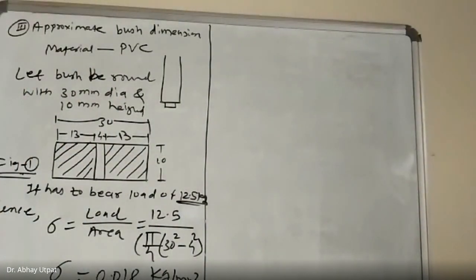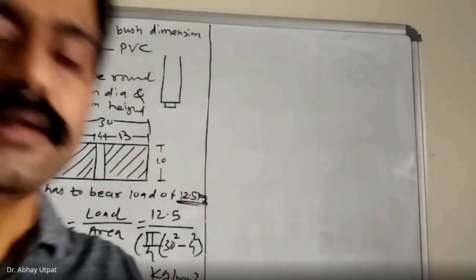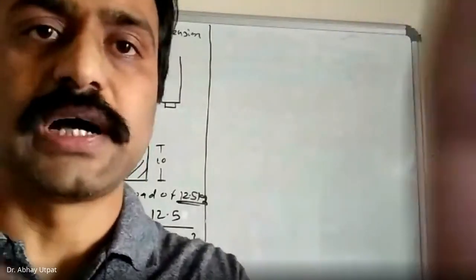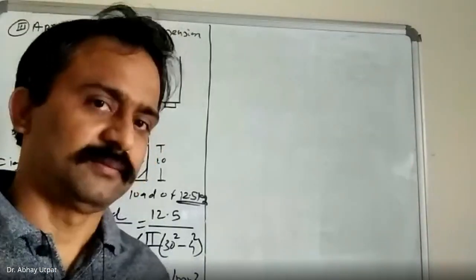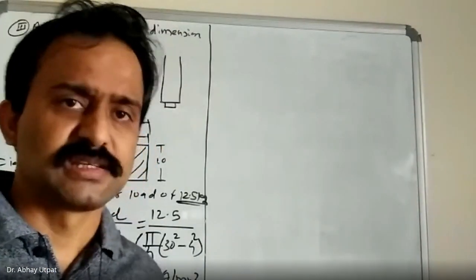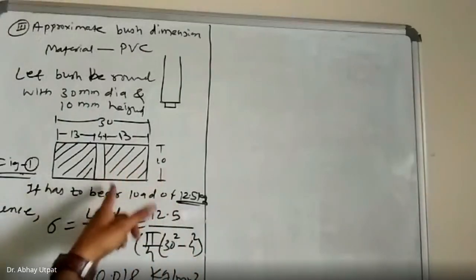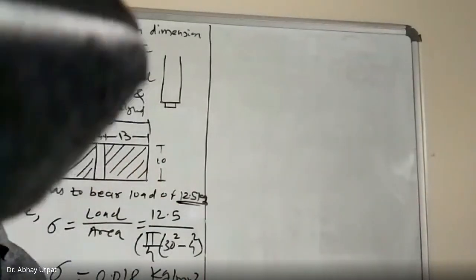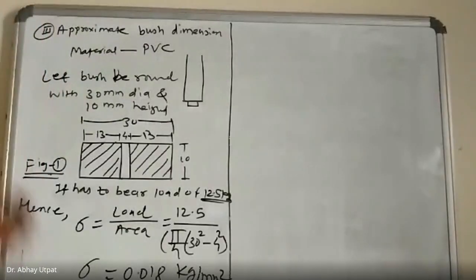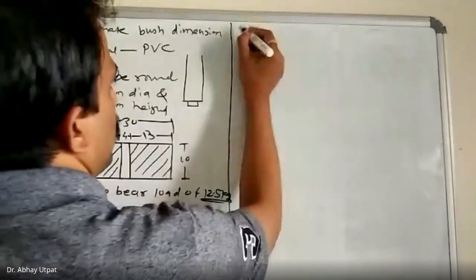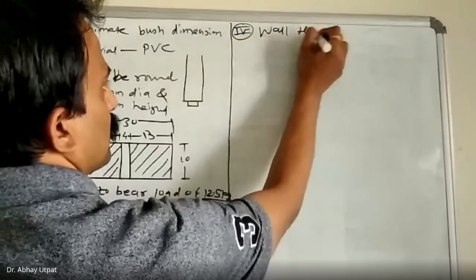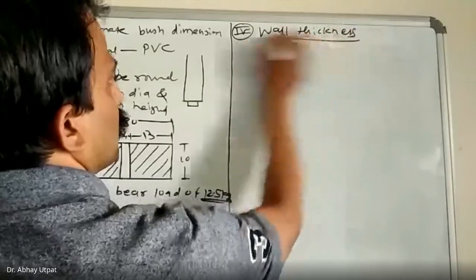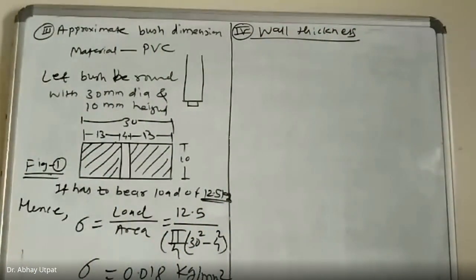Now, next line. We have already studied that solid components are not permitted as per plastic design guidelines. So we are not going to use this solid block. We are going to make it hollow. Okay. So next, step number 4, wall thickness. Deciding wall thickness.